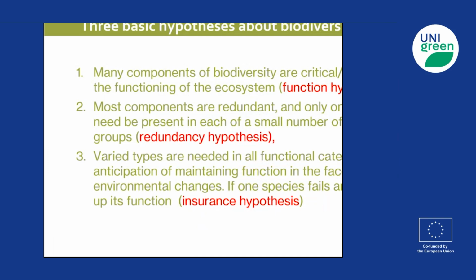There are three different hypotheses of how biodiversity functions. The first, the one that we work with in agriculture, is functional biodiversity, where many components of the biodiversity play a key ecological role. This is very, very important.